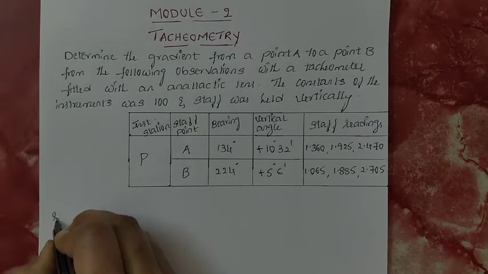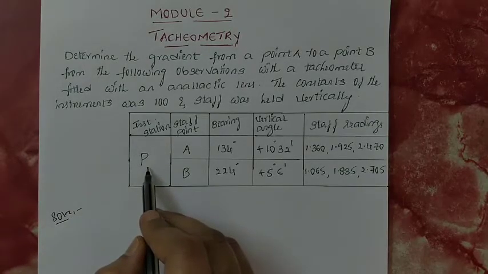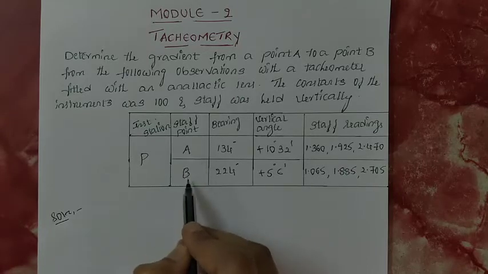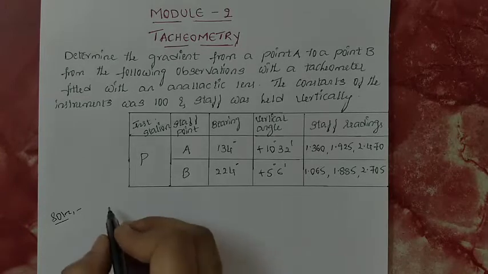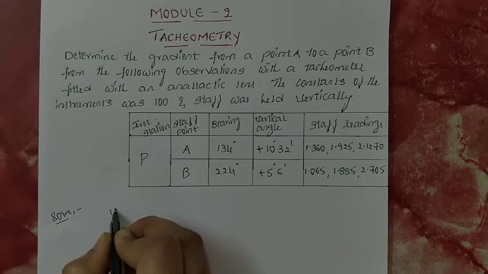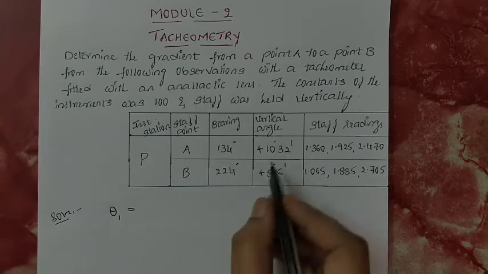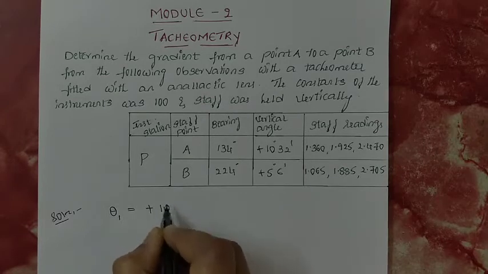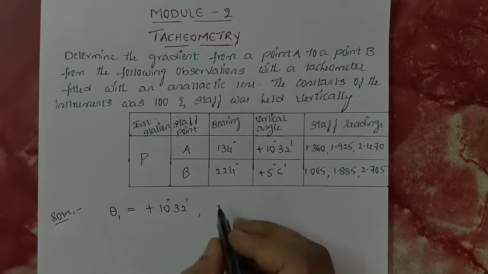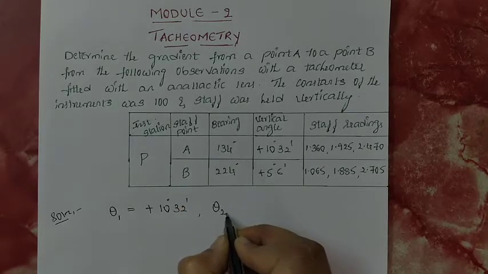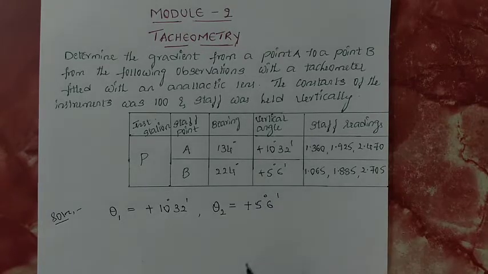First, write down the given data. The instrument station is at P and the staff is at A and B. The observation taken on A, I will call the first observation, theta 1. The vertical angle observed on staff point A is plus 10 degrees 32 minutes, and the observation taken on staff point B, the second observation, theta 2, is plus 5 degrees 6 minutes.